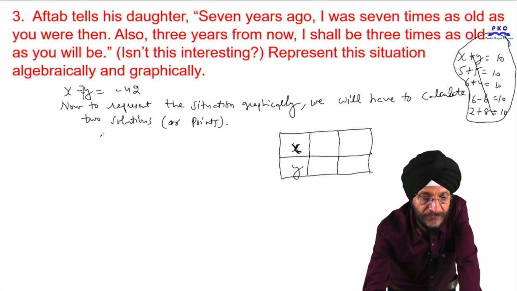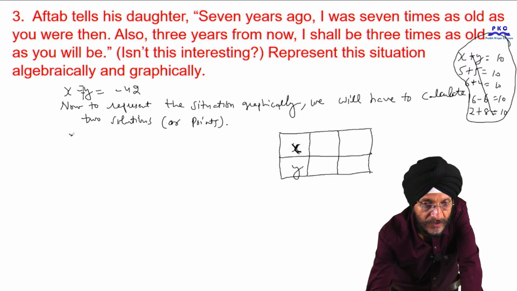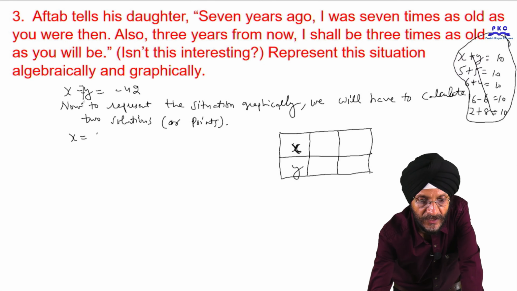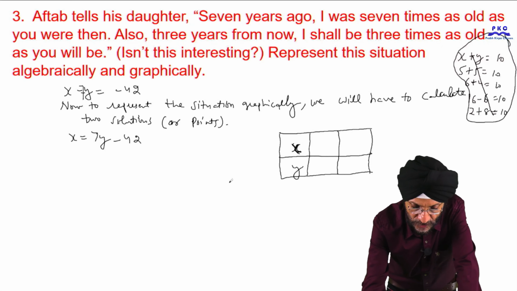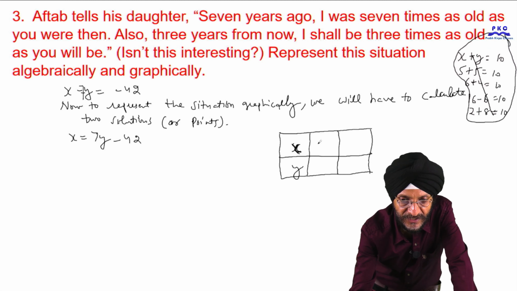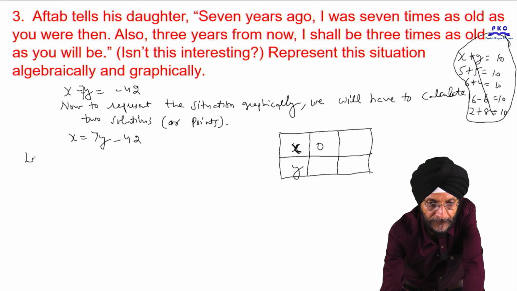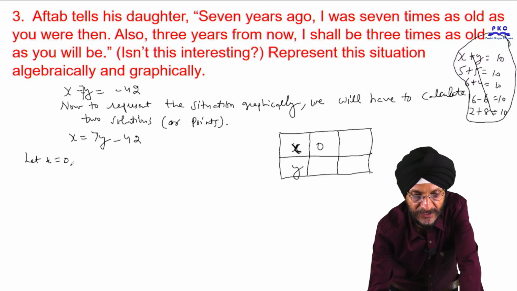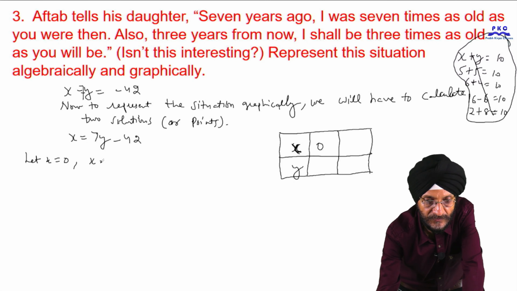What do we assume? Here we can also write the equation as x is equal to 7y minus 42, as 7y will go to the other side. So first of all, we assume the value of x is equal to 0. Let us see. Let x is equal to 0. We will fill the value of x here. X is equal to 7y minus 42.